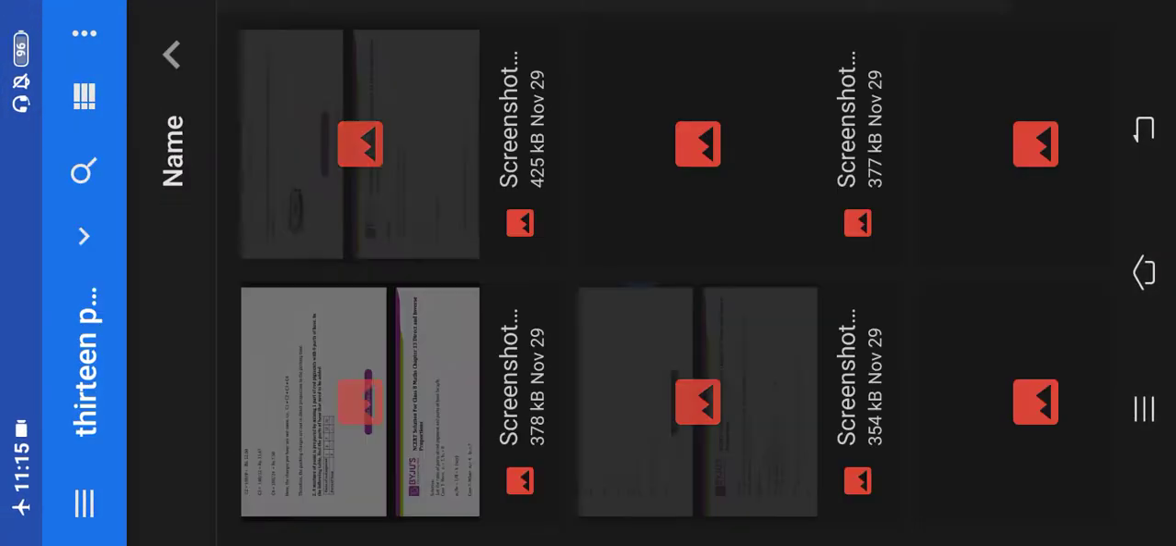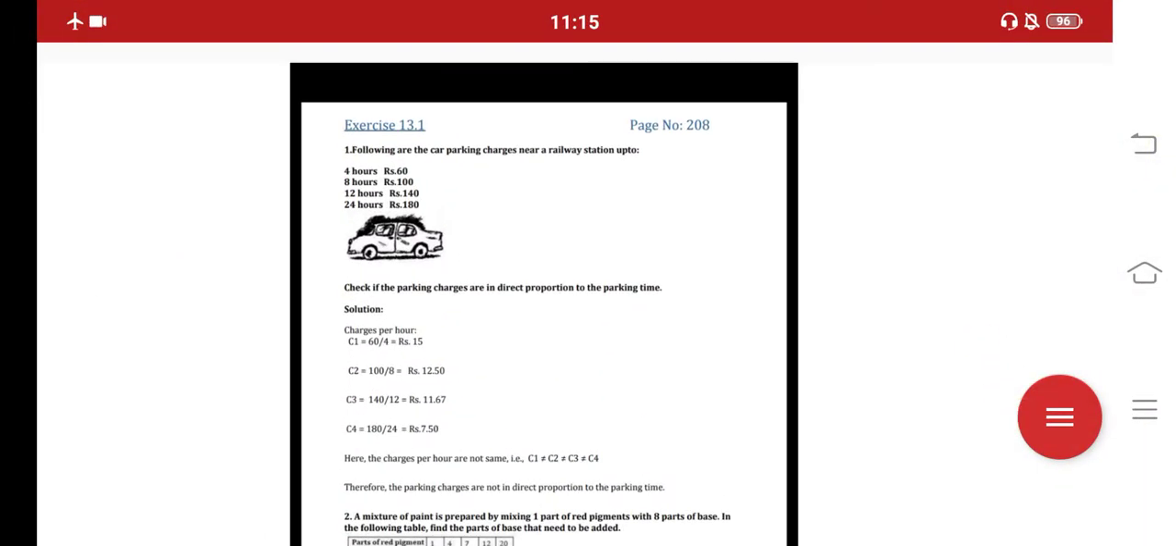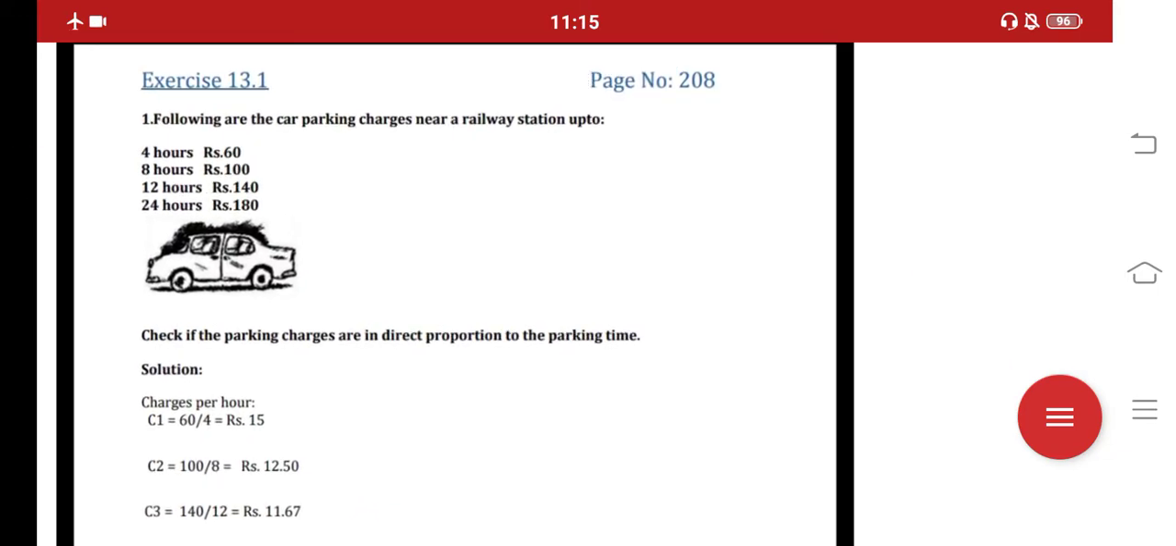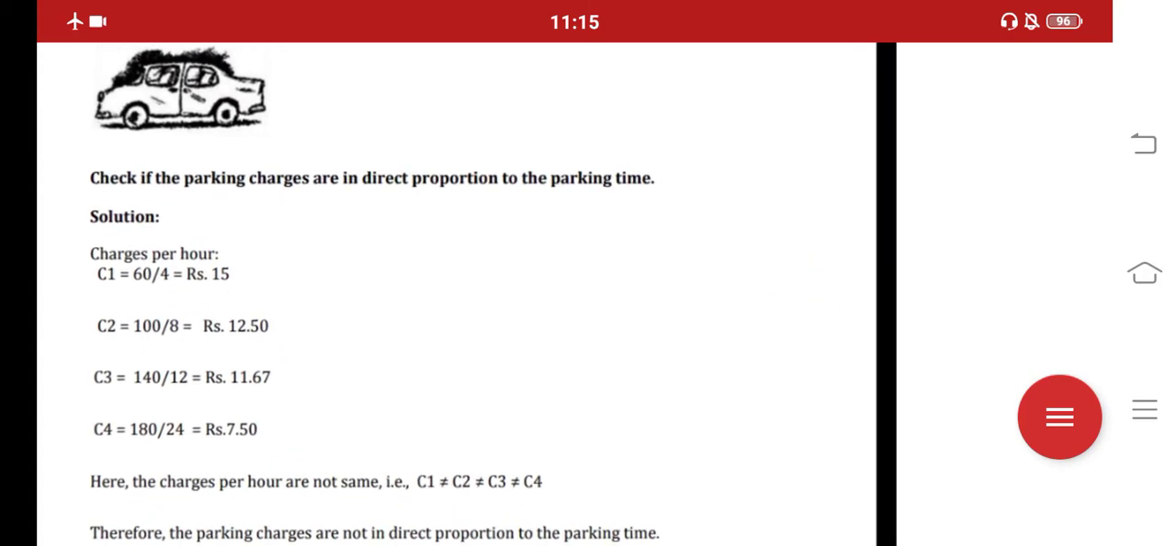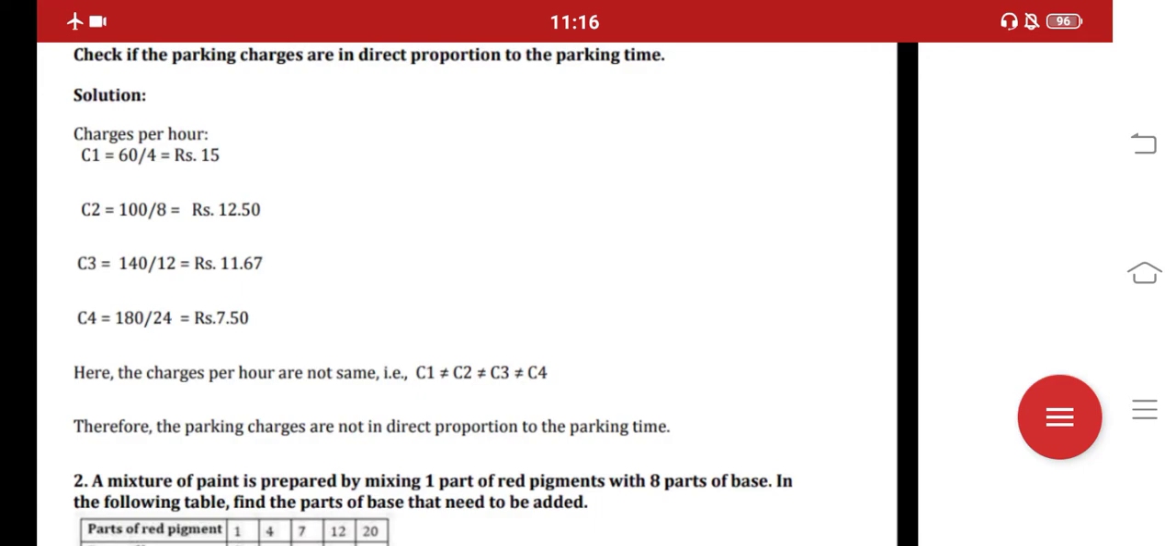So see, this is the first question. Here, what is given in the question? See, following are the car parking charges near a railway station. Up to 4 hours you will pay 60 rupees for parking your vehicle. For 8 hours you will be charged 100 rupees and so on. So see, first, the parking charge upon the timing: 60 divided by 4 is 15. Second, 12.50. Third, 11.67. Fourth, 7.50. You can see all the parking charges per hour are not the same. So we can say these are not in direct proportion.